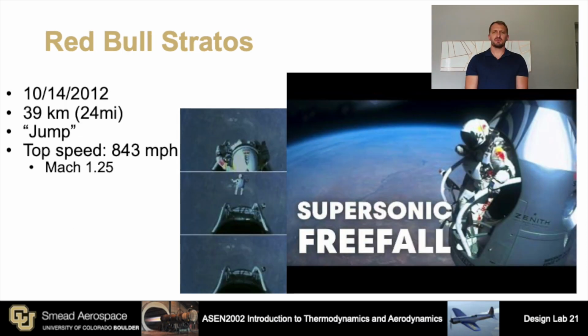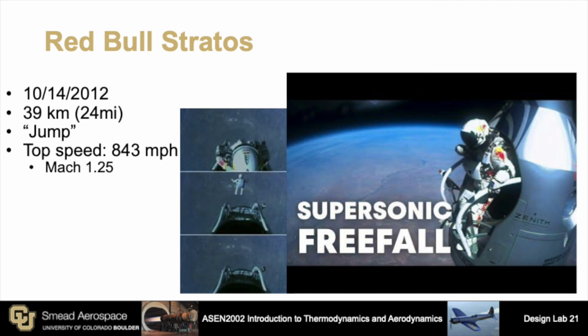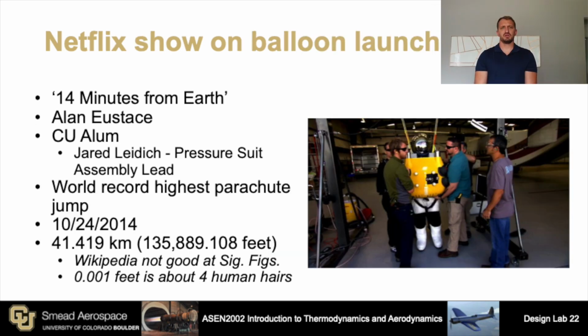You may recall the Red Bull Stratos jump back in October of 2012, where Felix Baumgartner jumped, really just fell, from an altitude of over 24 miles. Felix was able to reach a top speed of over 843 miles per hour, which equates to around Mach 1.25. Following the Red Bull Stratos jump, a Google executive, Alan Eustace, jumped out of a balloon so that he could establish the world record for the highest free fall from a balloon.